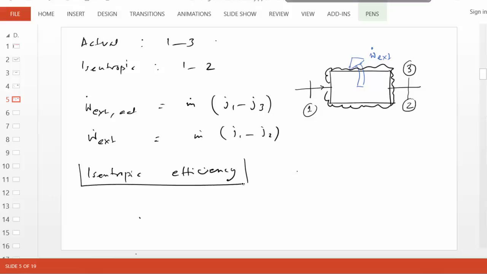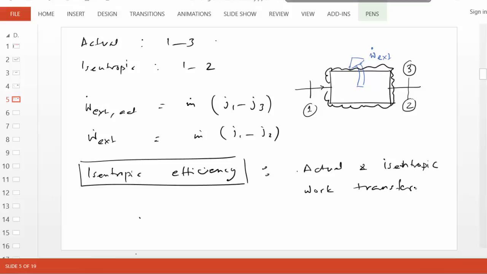What does it mean? It is the ratio of the actual and isentropic work transfer. It's called isentropic efficiency for a compressor or a turbine. For a turbine, we represent it by eta S.